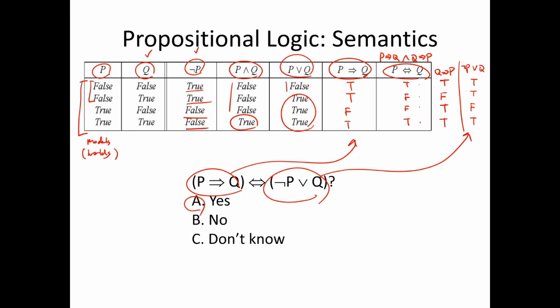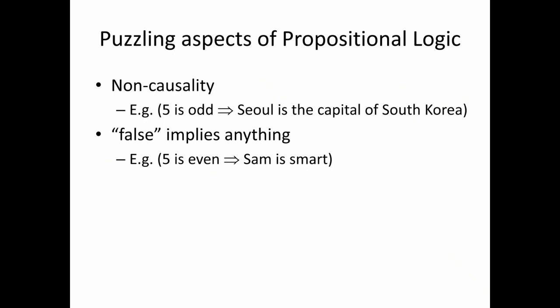So they're interchangeable. There are some interesting facts about propositional logic which don't seem very intuitive at first. The first thing is inference does not mean causality. The sentence "5 is odd implies Seoul is the capital of South Korea" is true because P implies Q is true when P is true and Q is true. So this is a true sentence, but it doesn't mean that 5 being odd has a causal relationship with Seoul being the capital of South Korea.